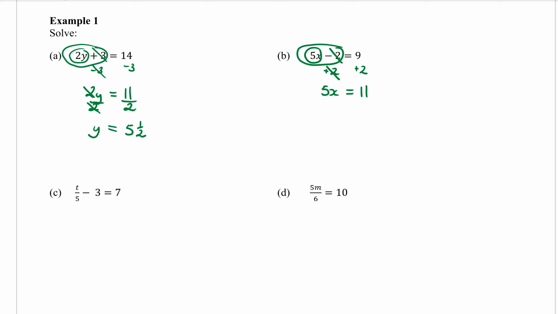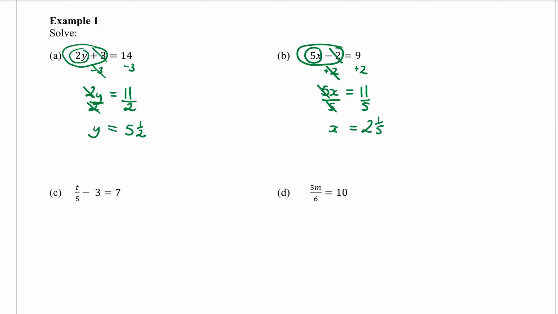Then to get rid of the 5, they're next to each other, they're timesed. The opposite is to divide by 5. Cross off the 5's. X is by itself. 11 over 5. Again, doesn't simplify nicely, but it goes twice and 1/5. You can use your calculator to do that part.